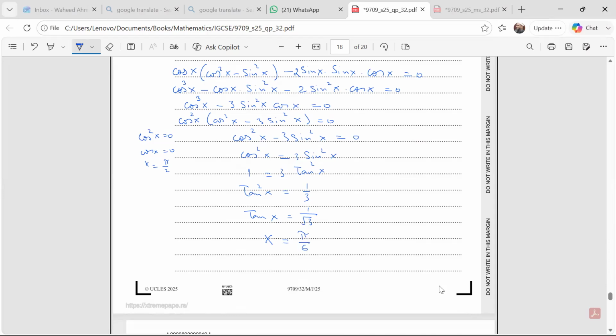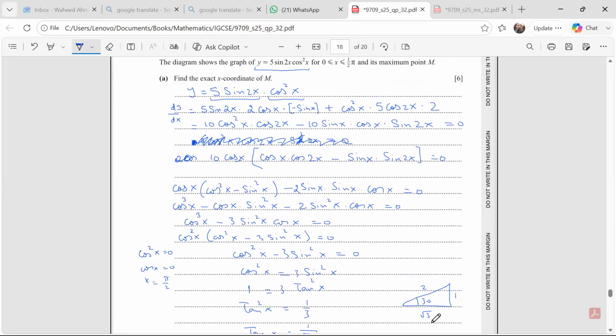Okay, because pi by 6 is 30 degrees. When the angle is 30 degrees, remember this side is 1, this is 2, and this is under root 3. So tangent is sine over cosine, tangent is 1 over under root 3. So the inverse tangent of 1 over under root 3 is 30 degrees, which is pi by 6. So this is the result we got from this complicated equation.